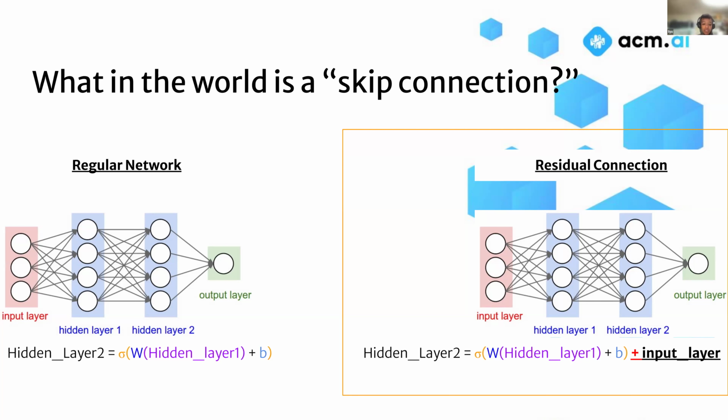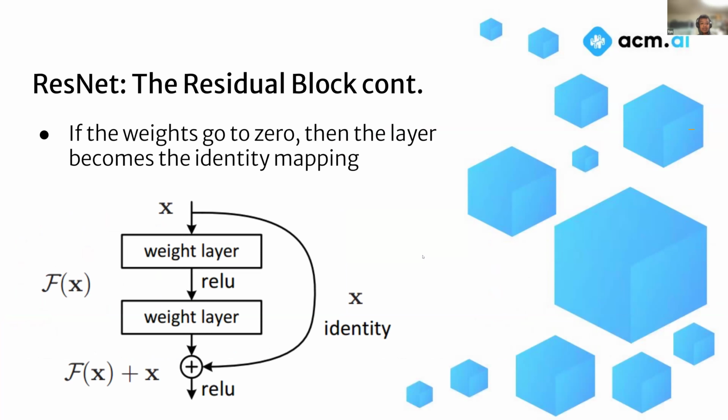So we add our input layer to the activations of the hidden layer 1. So that's the residual connection part, right? That's where our input comes in. And so this way, we don't actually have to learn the transformation between our input and our hidden layer 2. We just have to learn the residual part, the difference. And this leads to a decrease in complexity. Next slide. Yep. And if the weights go to 0, then the layer becomes the identity mapping, right?